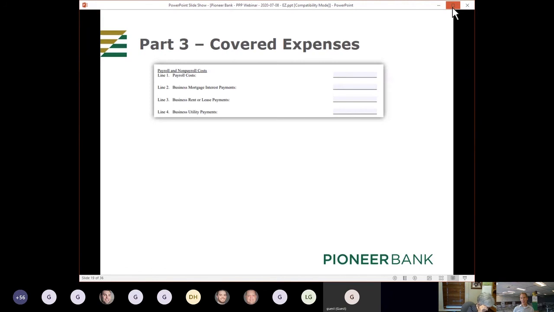All right, so now we get into part 3. Now it gets into the covered expenses. The covered expenses are the expenses that count towards getting your loan forgiven. Again, these are payroll costs, mortgage interest payments, business rent or lease payments, and utility payments. What we're going to do is break down each of these individually and work through them piece by piece.